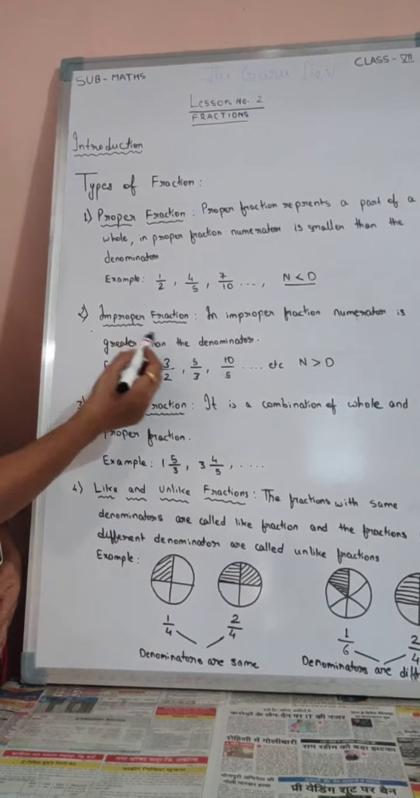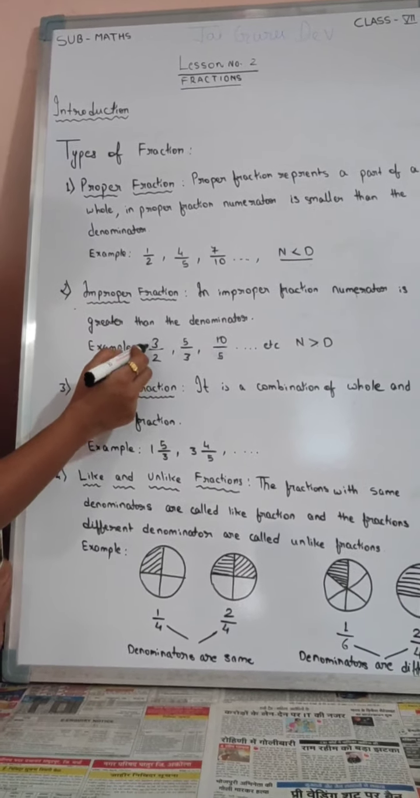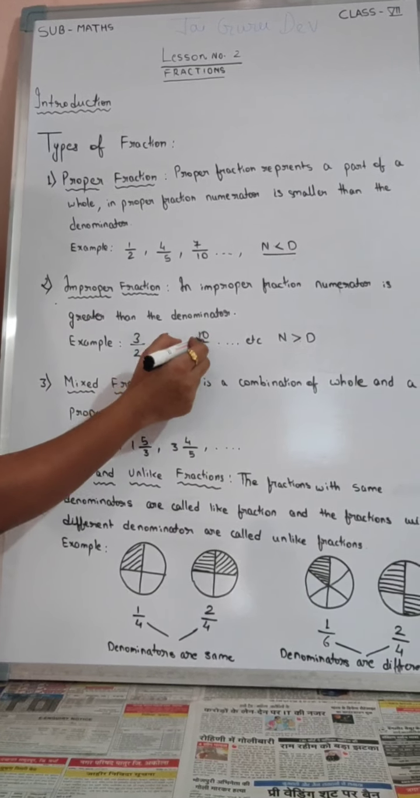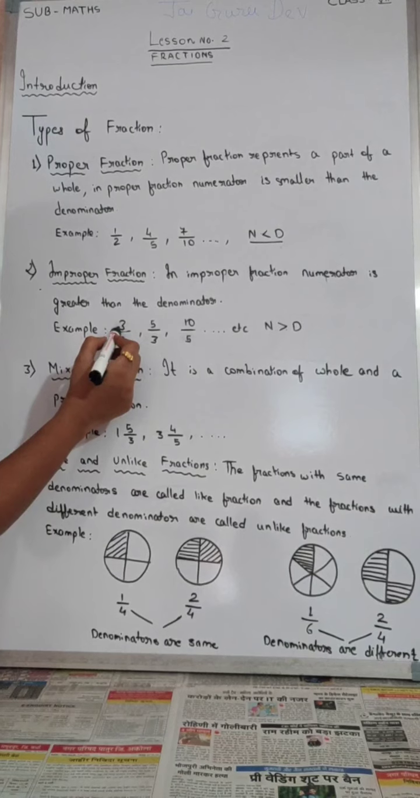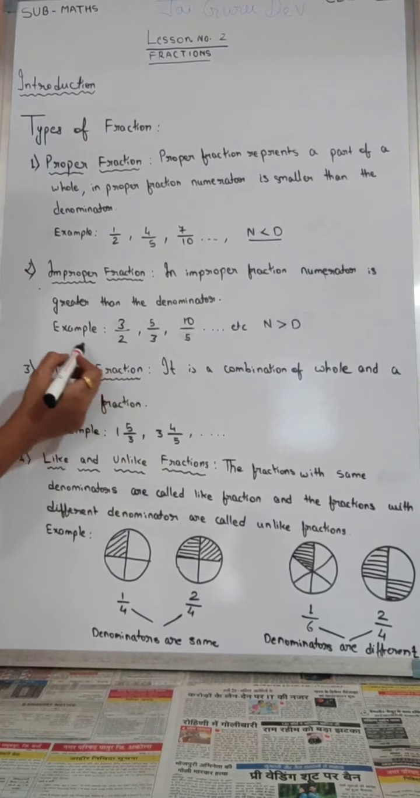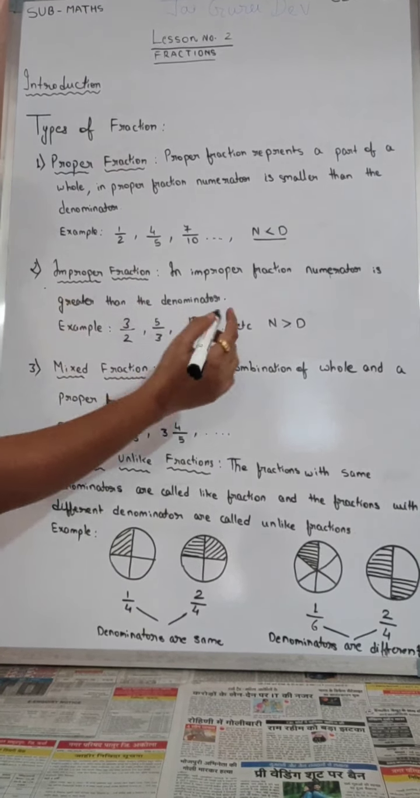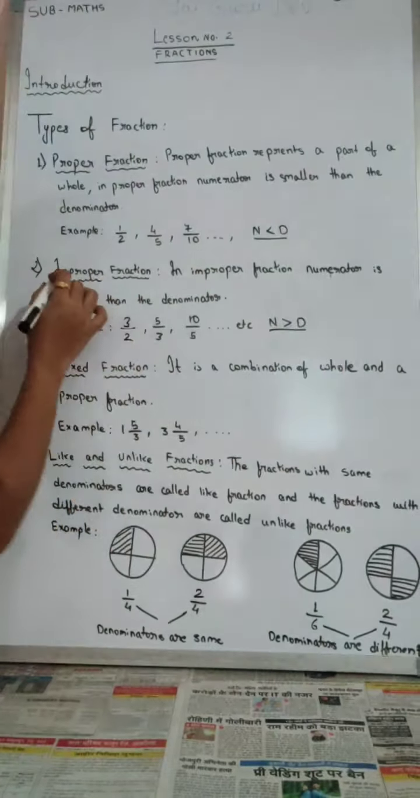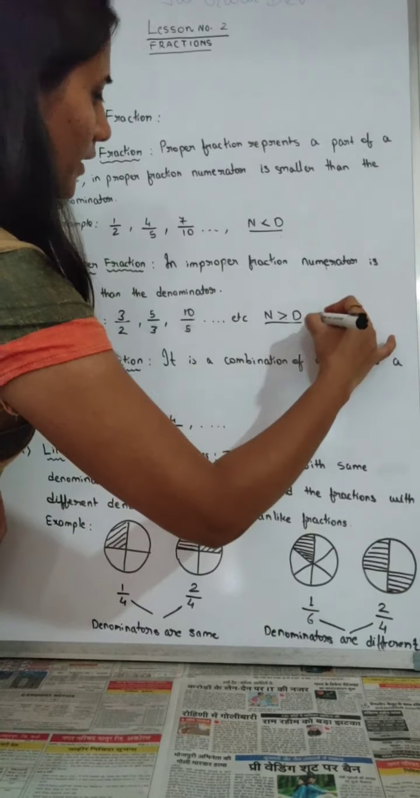In the examples for improper fractions, we can see 3 by 2, 5 by 3, 10 by 5, where you can notice that the numerators are 3, 5 and 10, and the numerators are greater than the denominators, because the denominators written here are 2, 3 and 5. So always remember one thing, that in an improper fraction, the numerator is always greater than the denominator.